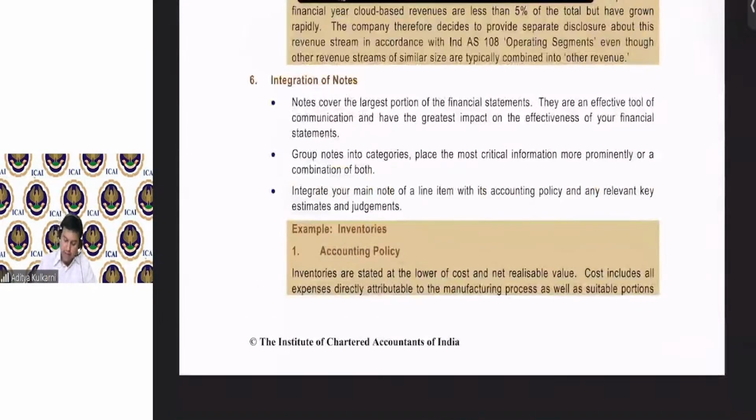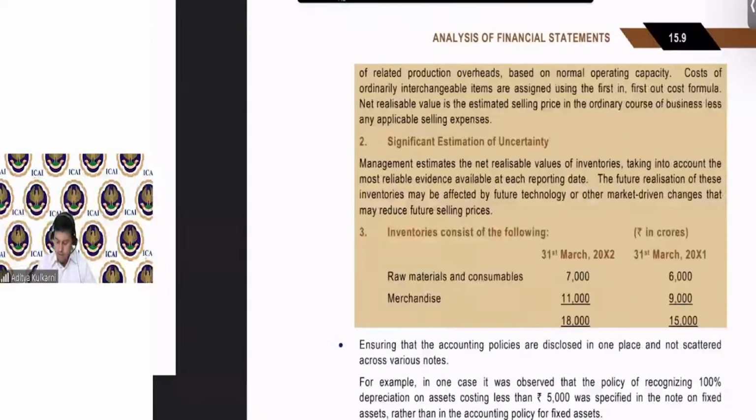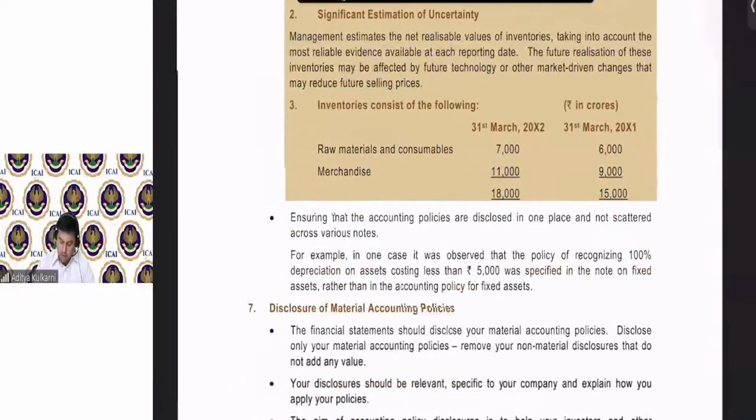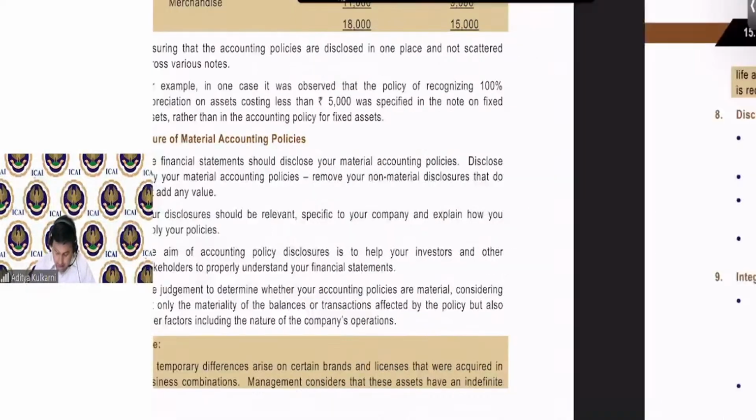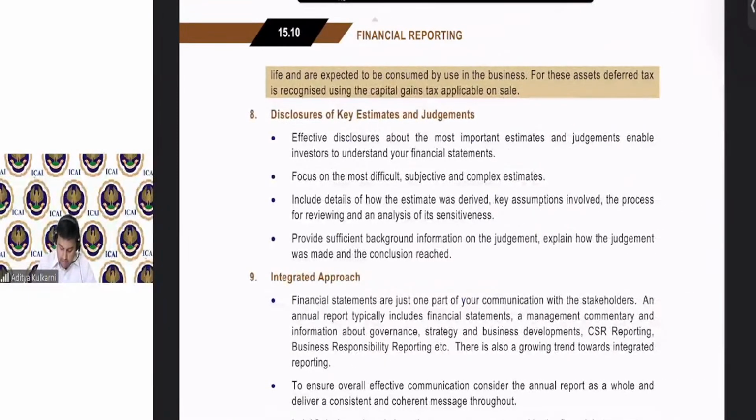Integration of notes, they are the largest portion of financial statements. An effective tool of communication. Group the notes into categories, place the most critical information more prominently. Integrate your main note of a line item with its accounting policy and any relevant key estimates and judgments. Disclosure of material accounting policies, you will have to disclose. And finally, key estimates and judgments and an integrated approach.